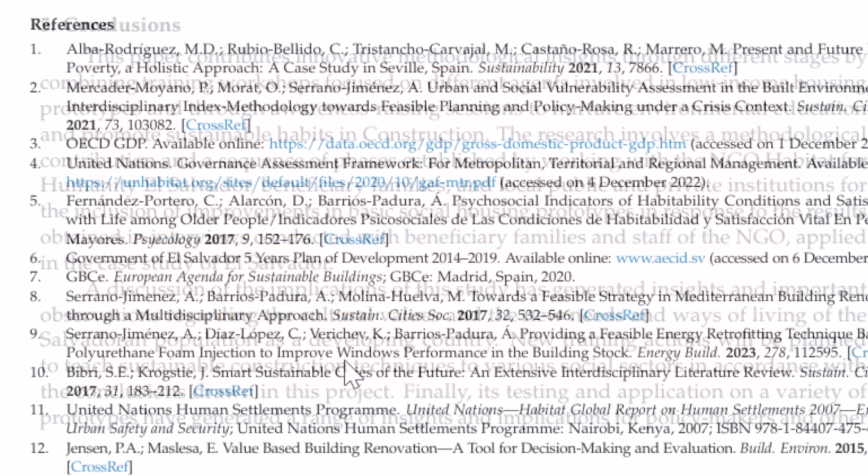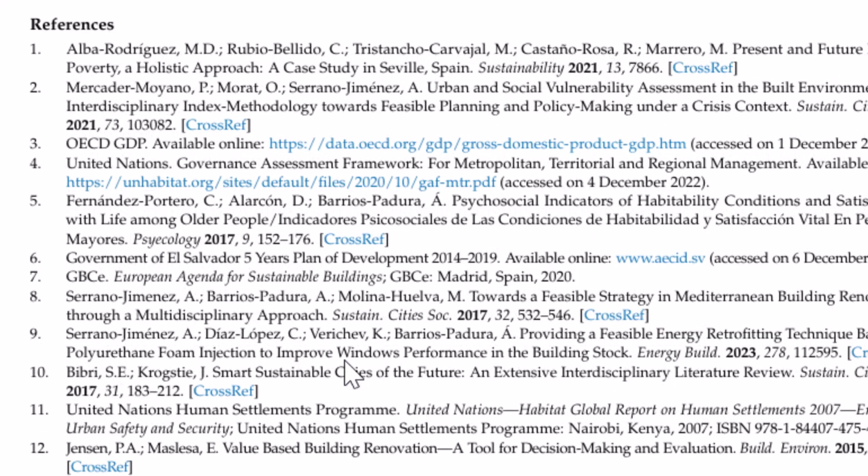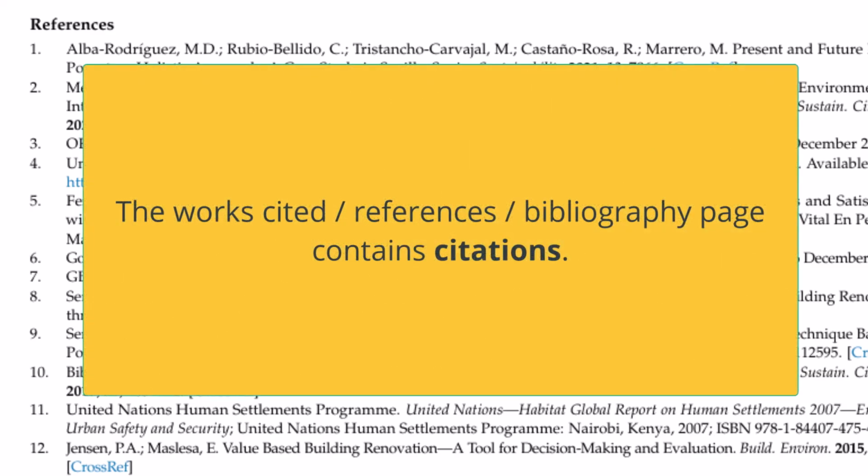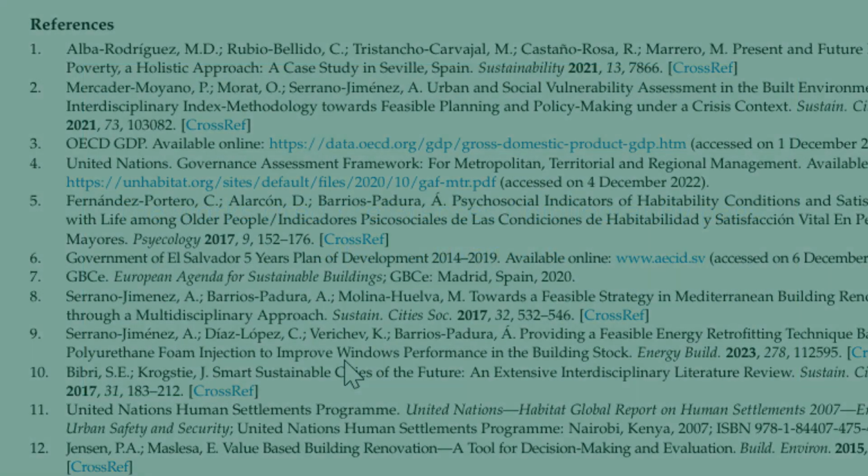The works cited section is the last part of a scholarly article. It may also be called references or the bibliography. It contains citations for all the sources which the authors consulted or used in their research. It can be very helpful to the reader for finding more research on the same topic as the article.